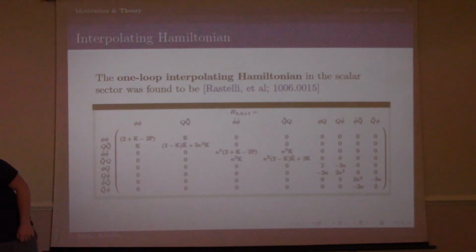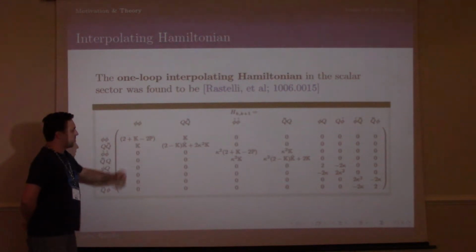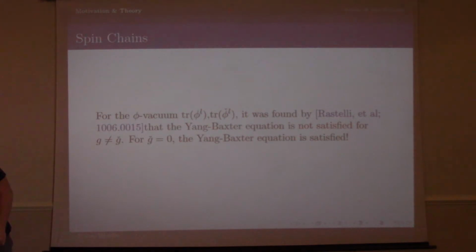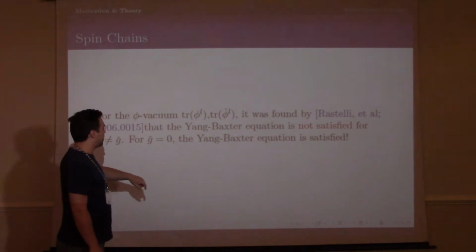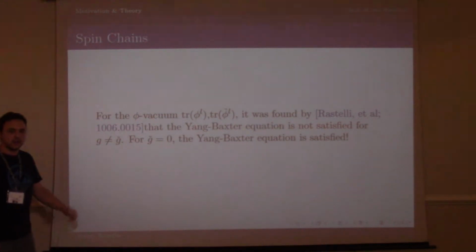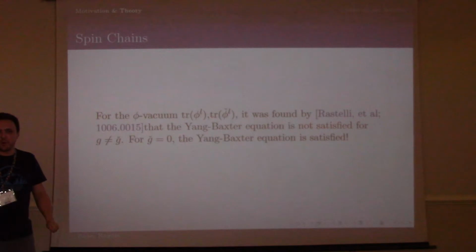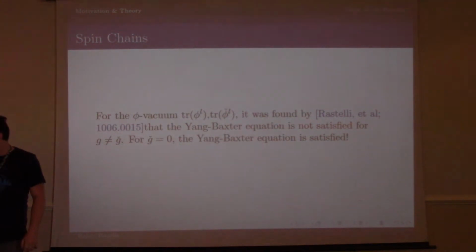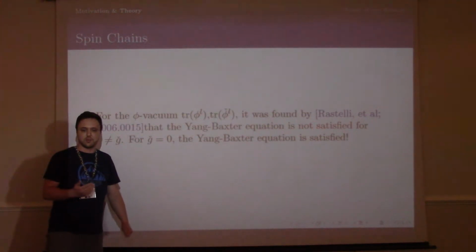Okay, and then just to briefly show you, this is the interpolating Hamiltonian that was calculated in the paper by Gadde, Pomoni and Rastelli. The Ks are the trace operators, P are the permutation operators, which I will just leave at that, which we can then calculate things from. And just to jump to the punch line, the phi vacuum in the interpolating theory was found by Rastelli to not satisfy the Yang-Baxter equation in the sector. But when we go to g-check equal to zero, it is satisfied again. So part of a good question is why this is happening. And we believe that the Yang-Baxter equation is in a sense satisfied in the sense of a twisted Yang-Baxter equation.